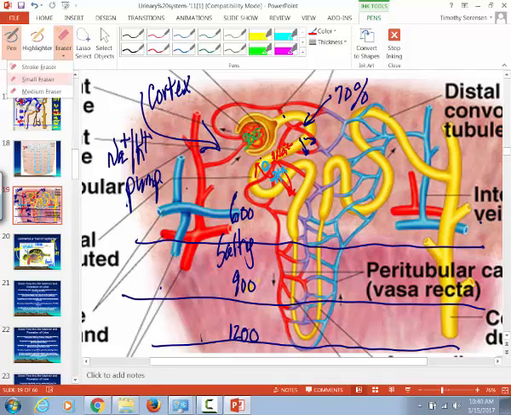All right. Now, write this down. I'm going to say it real slow. 70% of the stuff that was filtered by the glomerulus that ends up in the proximal convoluted tubules gets reabsorbed back into the blood. And it does so isoosmotically.